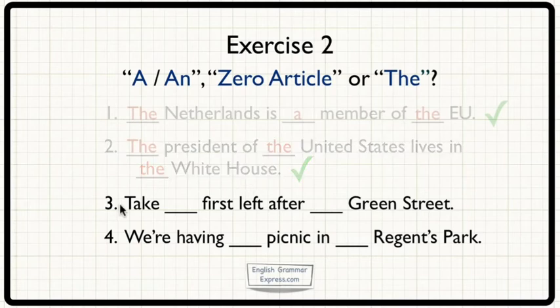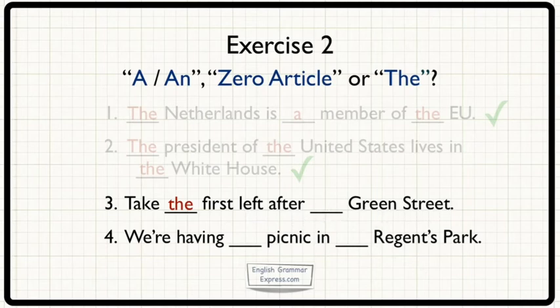Sentence number 3. Take something first left after something Green Street. Well, let's start with first left. Left can be used as a noun and it's a countable singular. That means we can either use a or an or the, this being countable singular. Now, is it general or particular? Well, we're giving directions here, so it's particular. That means we use the. Take the first left after something Green Street.